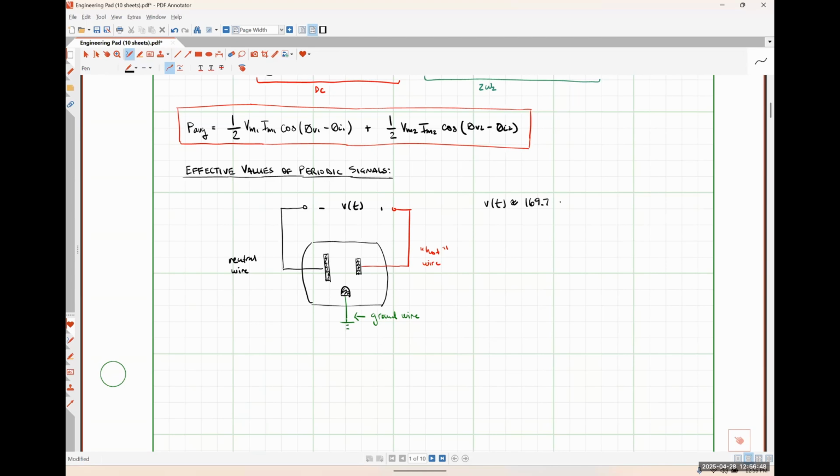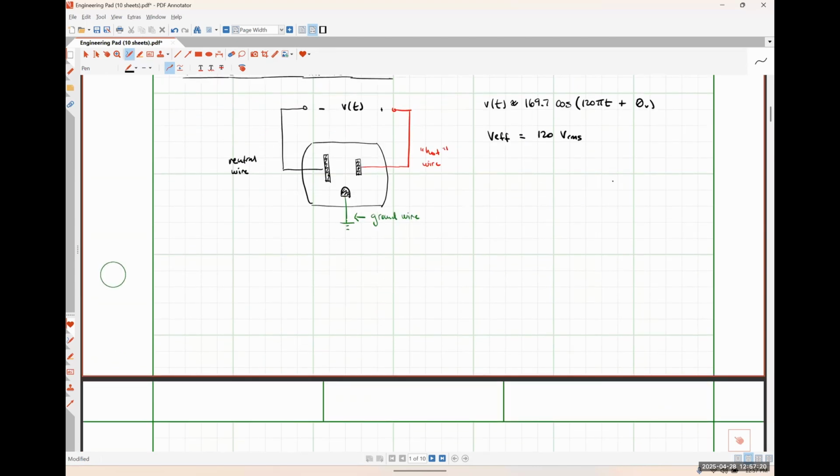I believe it's 169.7 cosine 120 pi t plus some generic phase angle theta v that depends on when we start actually looking at our signal. This has an effective value of 120 volts RMS. Okay? So let's talk about what that effective value actually means here.